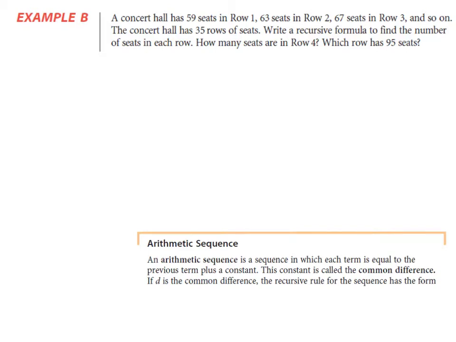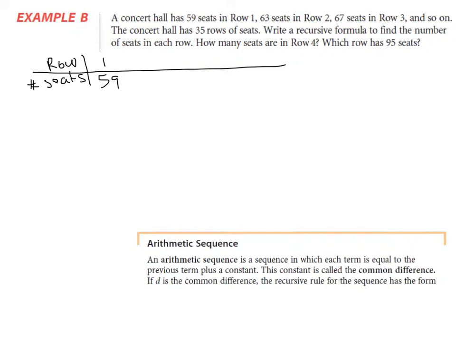Now we're going to look at example B. We are going to treat it the same way we did example A. This time we've got a concert hall with 59 seats in row 1. So we know we're dealing with row and number of seats. And row 1 had 59.